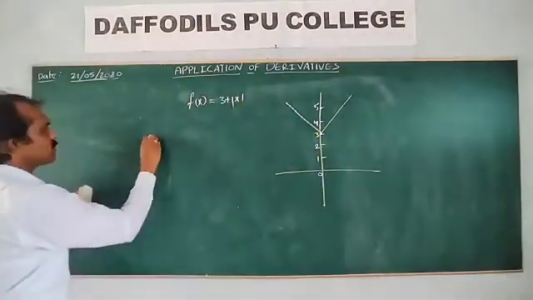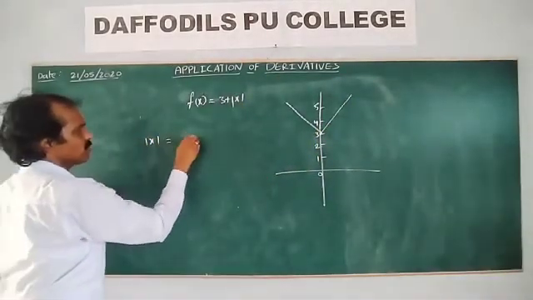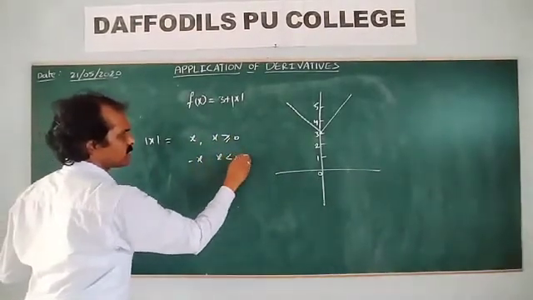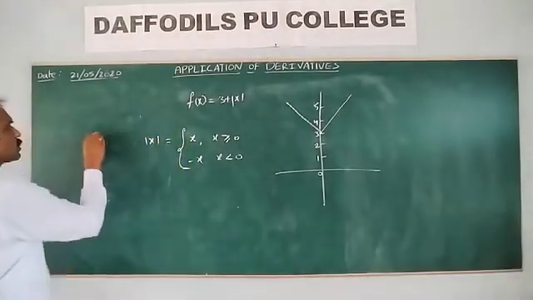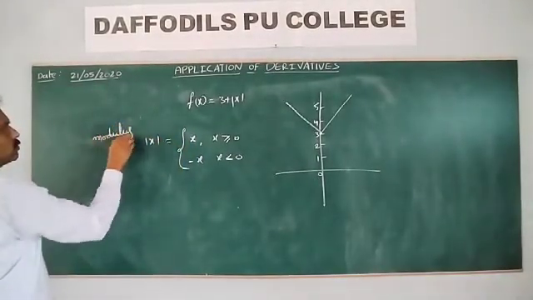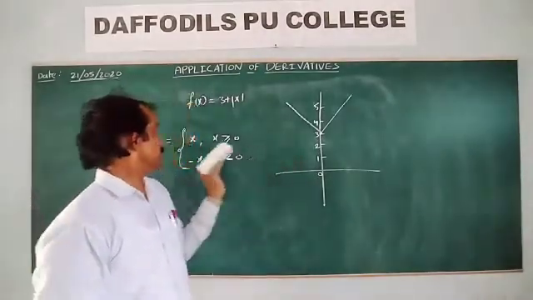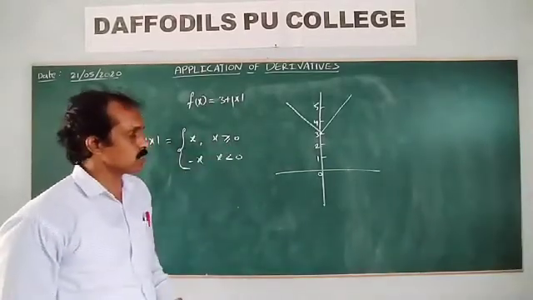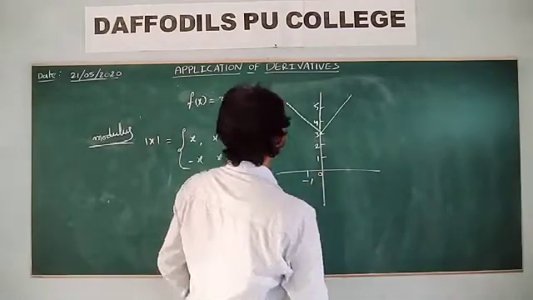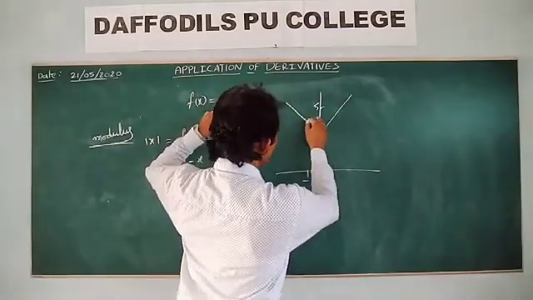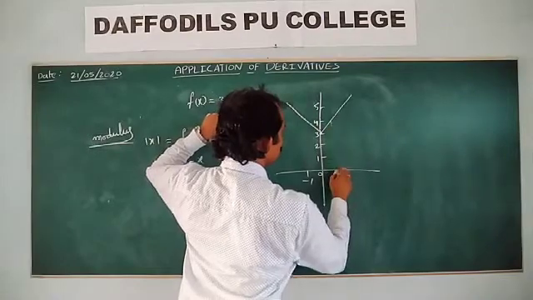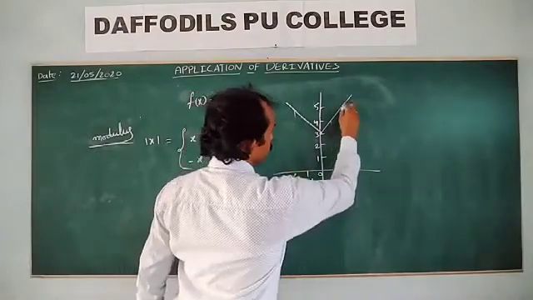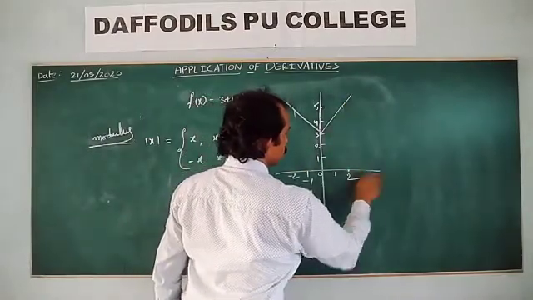Mod x graph. What is mod x? Mod x definition: x when x is greater than or equal to 0, minus x when x is less than 0. This is the modulus function. At minus 1, what is the value? 1 plus 3, 4. At 1, 4. At 2, 5. So this is minus 2, 5. This is 2.